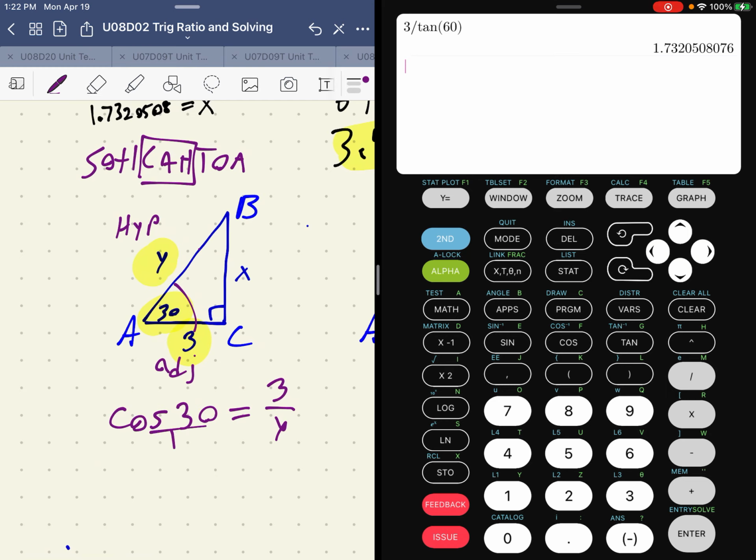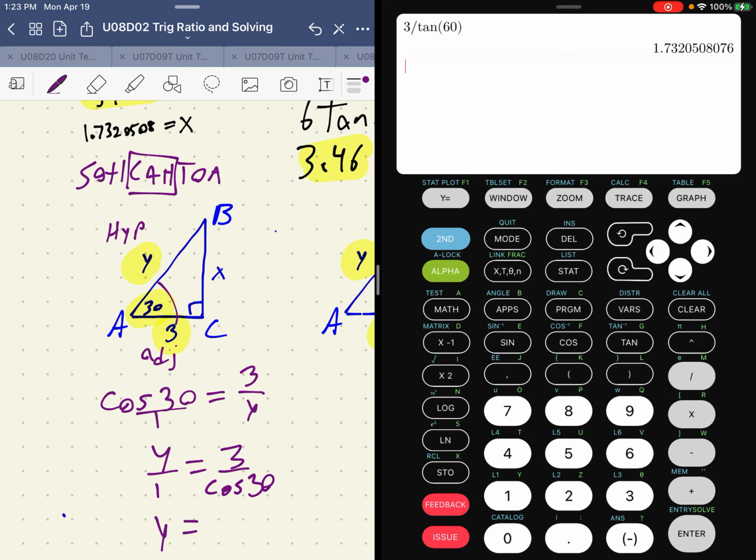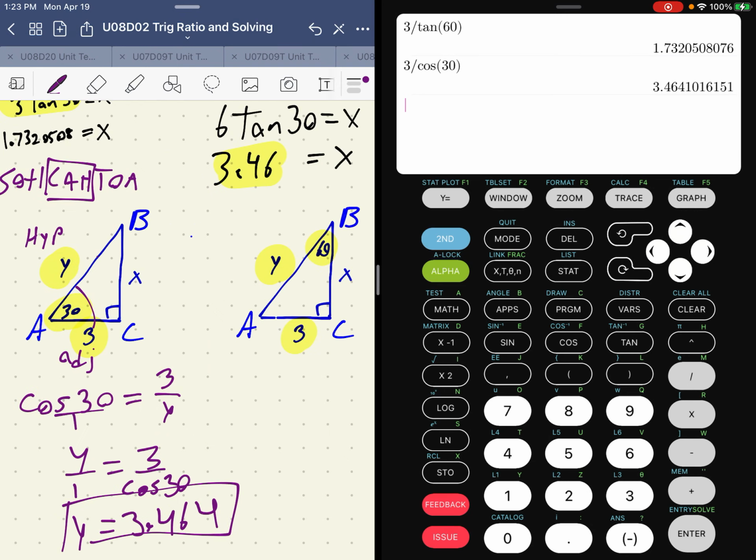We're going to put this over 1 and switch the cosine 30 with y. So we get y over 1 equals 3 over cosine 30. And we're going to get y is equal to 3 divided by cosine 30. Press enter. Whoops. We get 3.464. So that's the measure of y, and it's a reasonable number to get because it has to be bigger than the other two sides because the hypotenuse is the longest side in the right triangle.